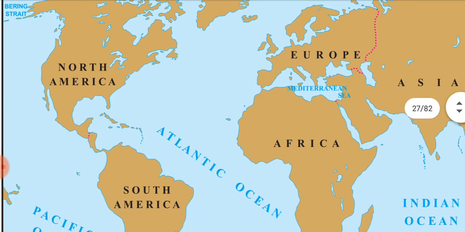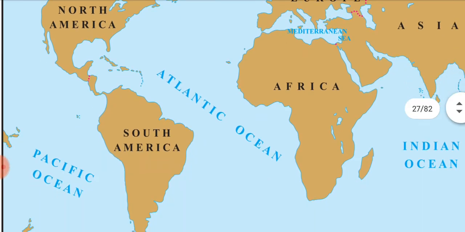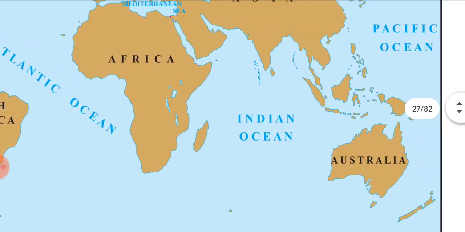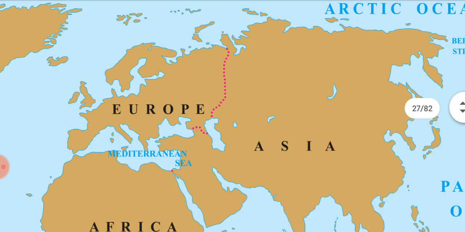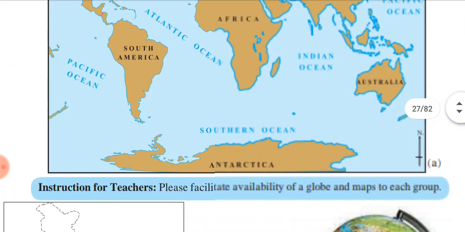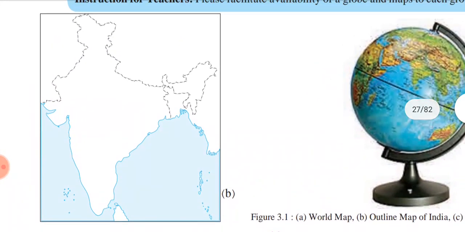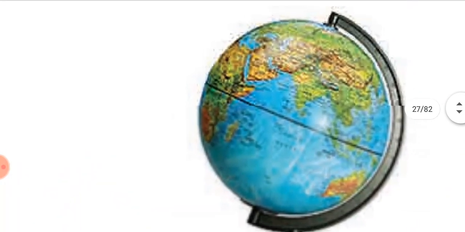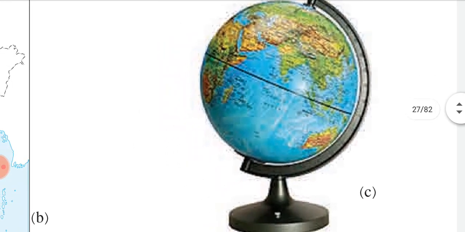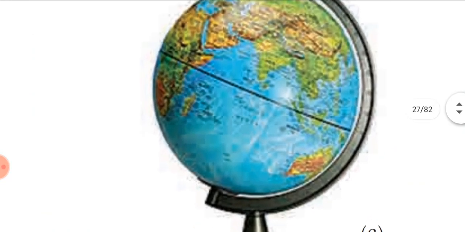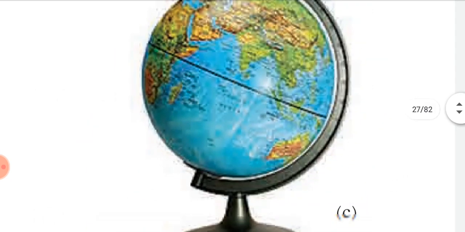Just see, North America, Europe, Asia, Africa, Atlantic Ocean, South America, Indian Ocean, Australia, Pacific Ocean, Arctic Ocean, all oceans as well as the seven continents are shown. See the India map over here. See, this is a globe. This is a small model of the earth. Can you see it? Just see. If you make it big, it can't be seen properly. So that will be as it is.